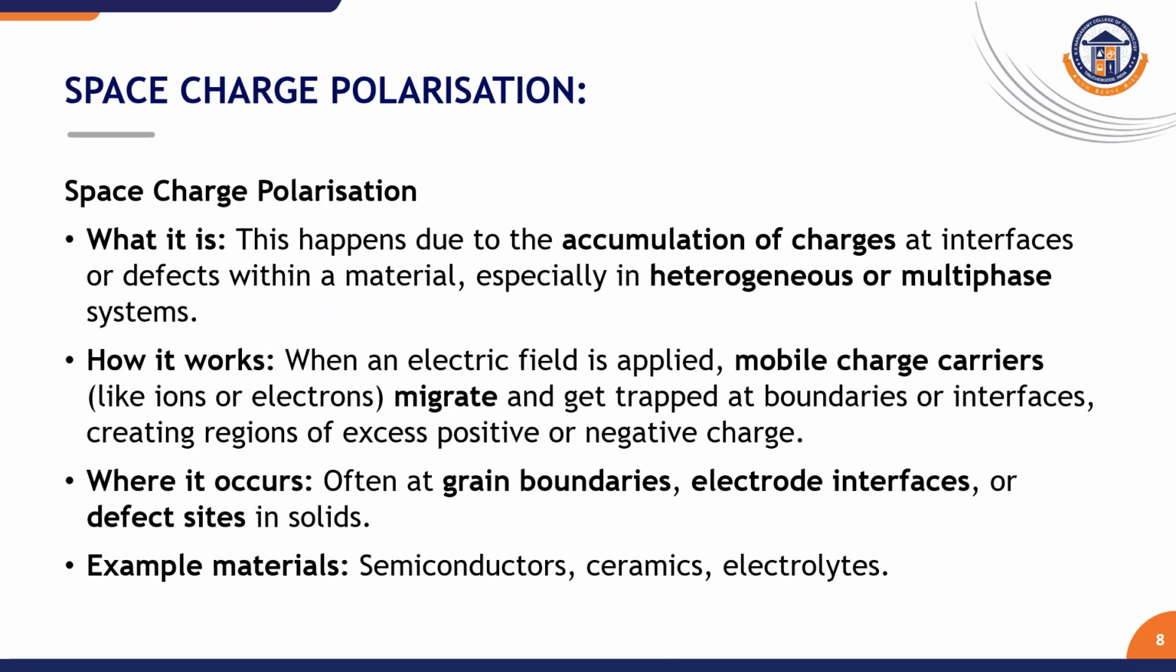The last one, space charge polarization. This form of polarization occurs in heterogeneous materials or at grain boundaries and defects. Charge carriers move and accumulate at these sites, causing polarization. It's common in semiconductors and ceramics.